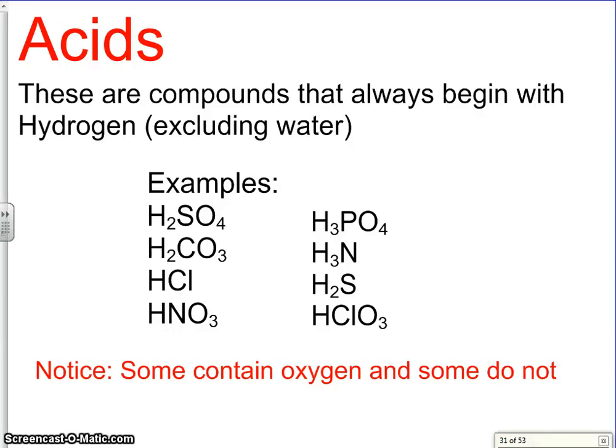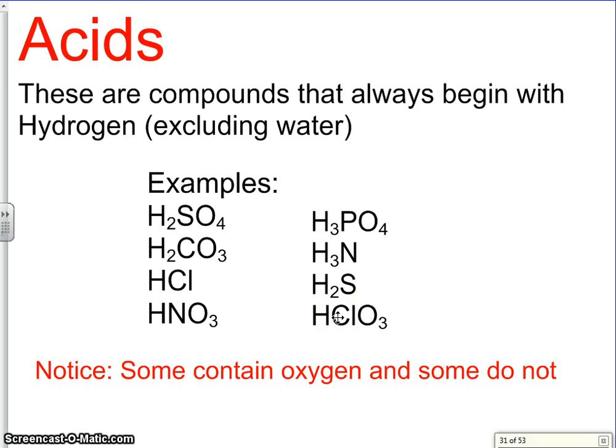Alright guys, so we've talked about ionic compounds. Let's look at our next type of compound, which are acids. Acids always start with hydrogen. The only exclusion to this is H2O, water, which technically is not an acid, but we can talk about that a little bit later. Basically what you need to know is if you see a compound that starts with hydrogen, it is an acid. Okay, and that's the easiest way to identify them.